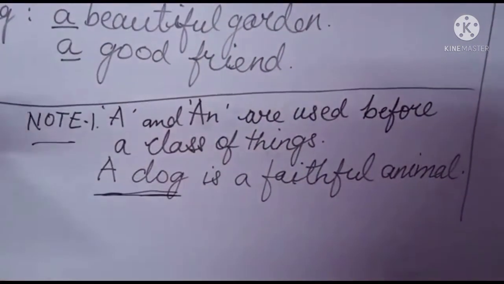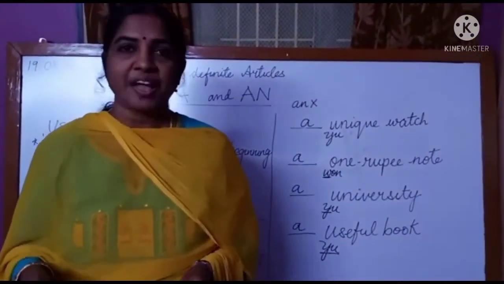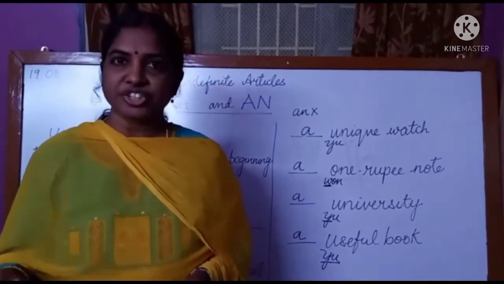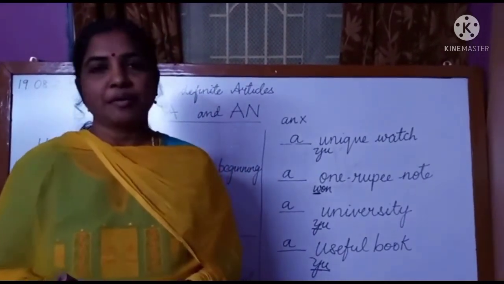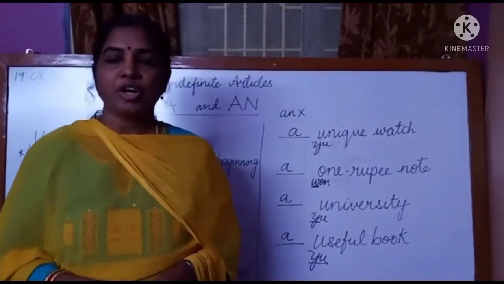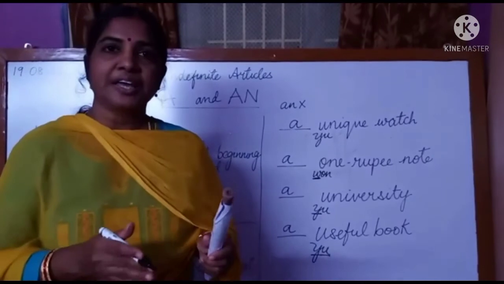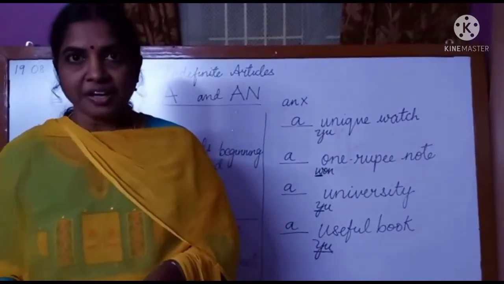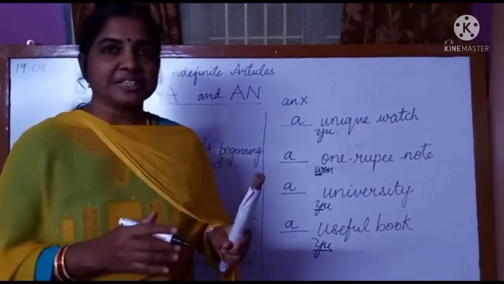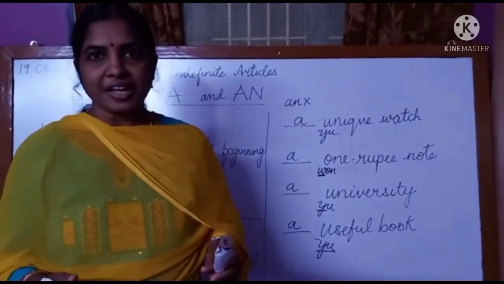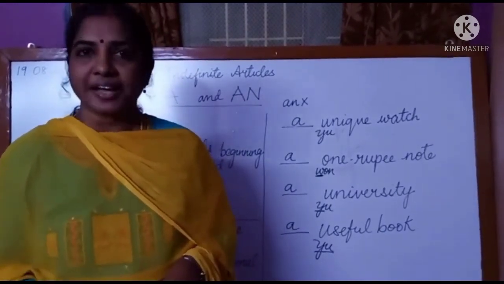And even A and "an" are used before professions: an engineer, an architect, a teacher, a doctor. So when we are talking about professions also, we use A and "an." Yes, children, I hope you could understand the explanation of the indefinite articles A and "an." Today we discussed in detail the use of indefinite articles A and "an." In the later class, I will be discussing the definite article uses and the exceptions.